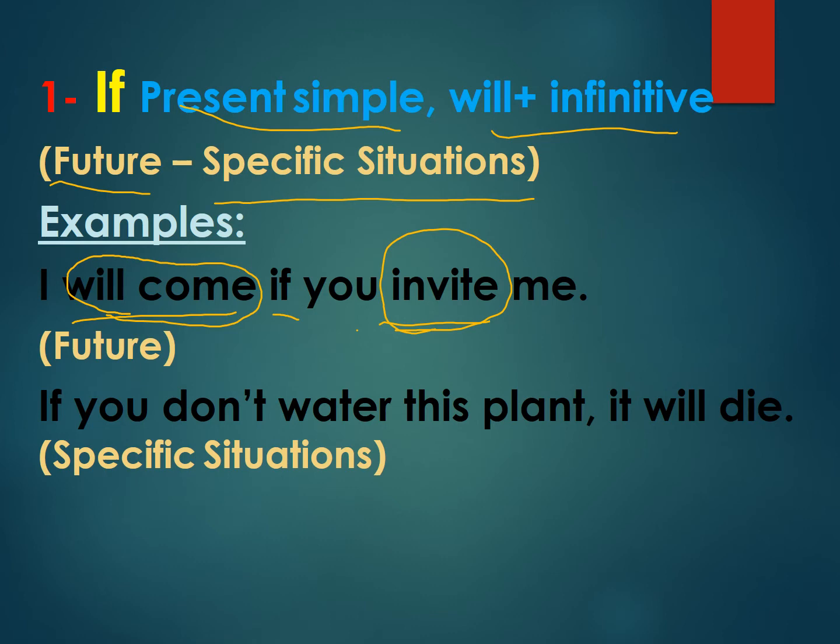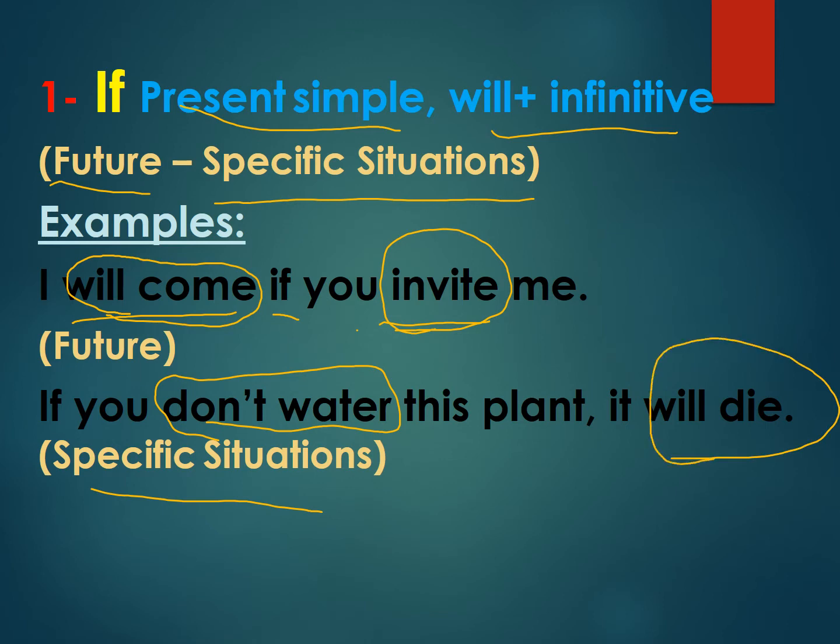I'm not speaking generally about people, for example. Okay, now the second example is like that. If you don't water this plant in this room, for example, it will die. Of course, this is a specific situation. I'm not speaking about plants in general. Okay, that's why I use the first conditional. The second rule, the first conditional. If present simple, don't water, and future simple will die.